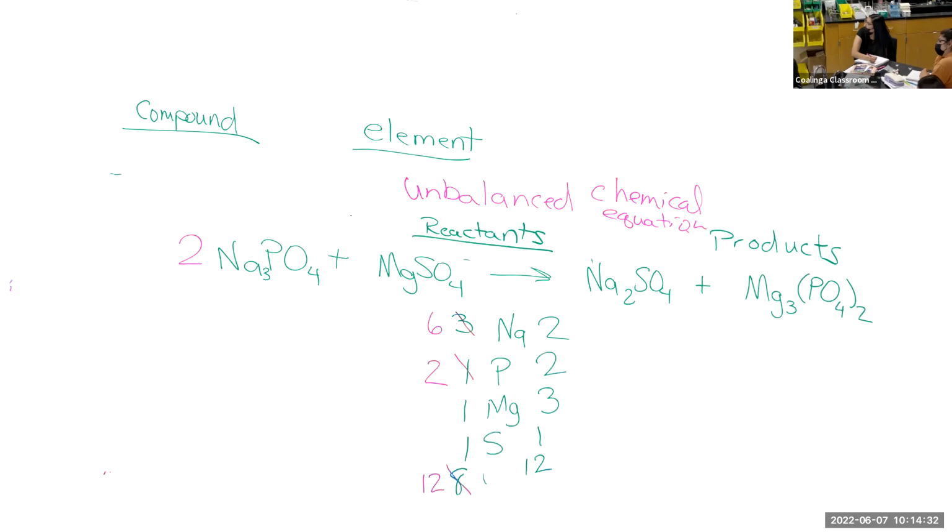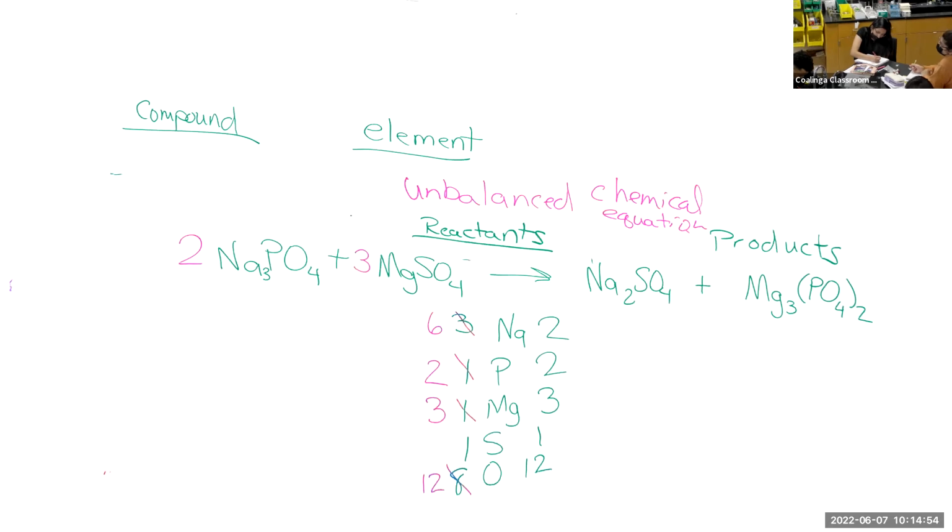How many magnesiums do I have? 1 and 3. So how can I balance it? I think 3. Put a 3 where? On the reactant side or on the product side? Reactant. 3 here. So 3 magnesiums here.